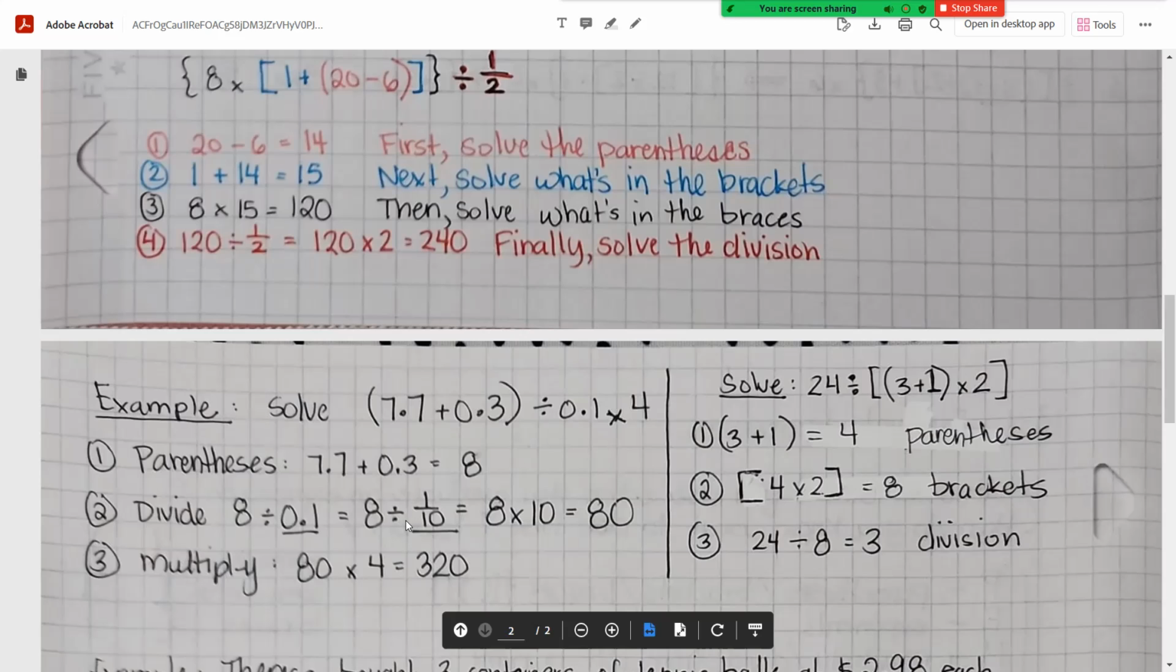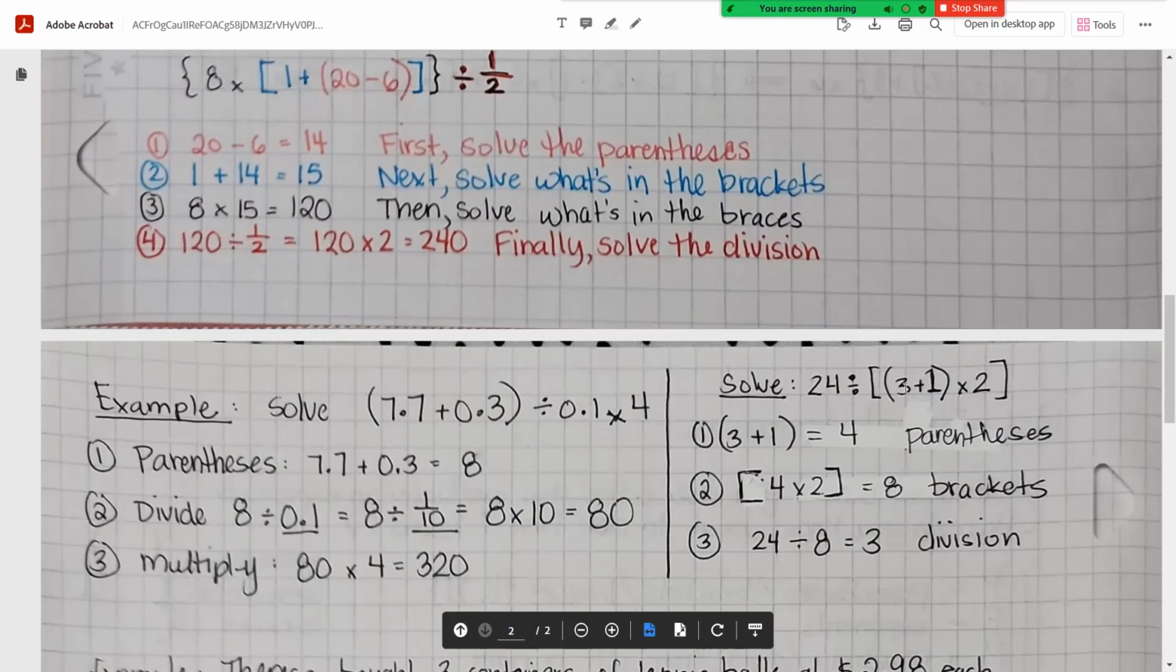And then you're going to do your work. So 8 divided by 1/10 is the same thing as saying 8 times 10, which is 80. So now I have 80 and I'm going to multiply it by the last operation I need to do here, which is 80 times 4, gave me 320. Let's take a look at another one.